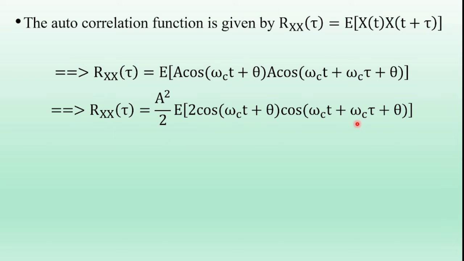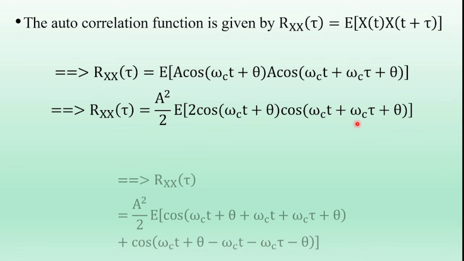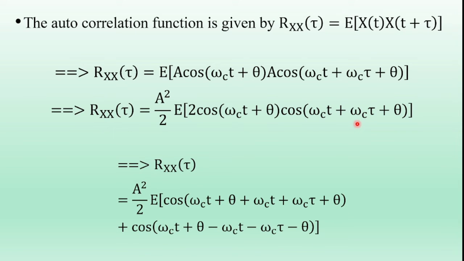2 cos a cos b expansion is cos of (a plus b) plus cos of (a minus b). That is, Rxx of tau is equal to A square by 2 expectation of cos of (a plus b) plus cos of (a minus b), where a is omega c t plus theta and b is omega c t plus omega c tau plus theta.